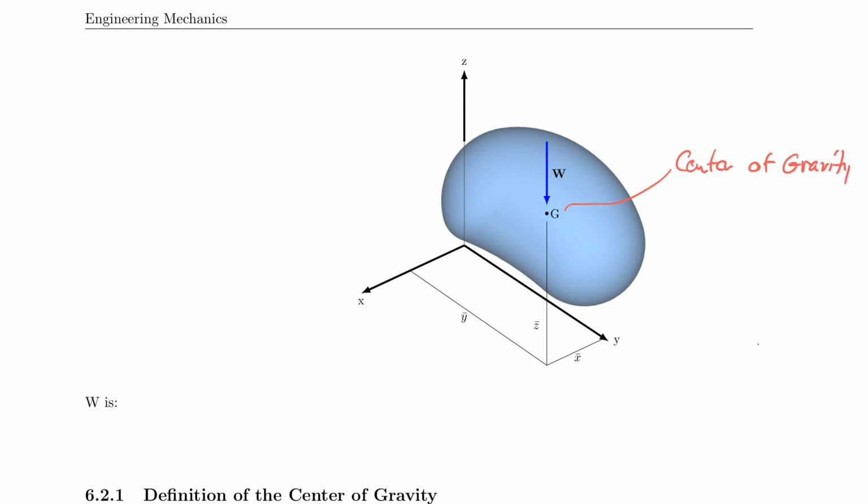And another observation that I can make now is that the center of gravity is not given with x tilde, y tilde, and z tilde anymore, but it's given with x bar, y bar, and z bar. And that is not random here. So that defines the distance from the coordinate origin to the point G.